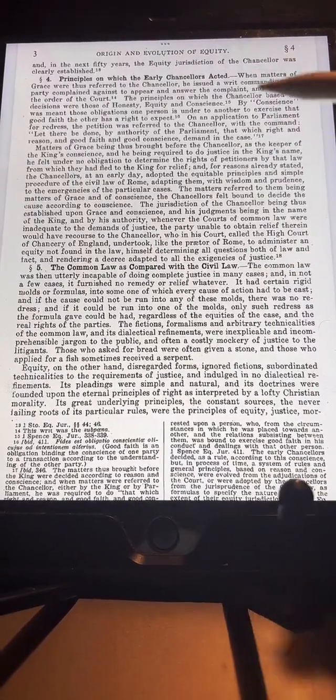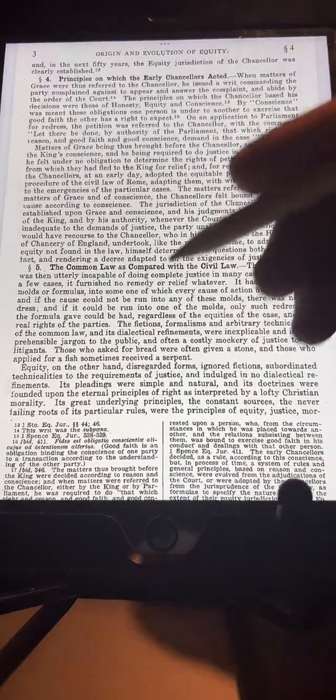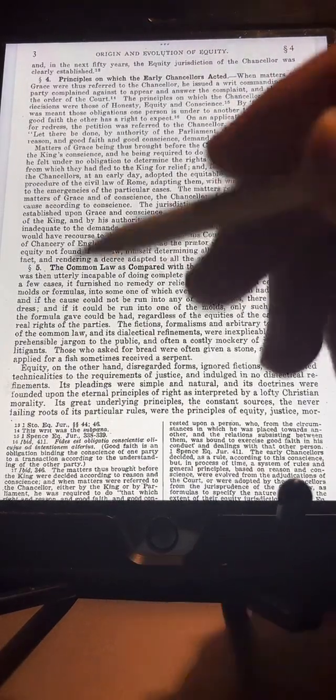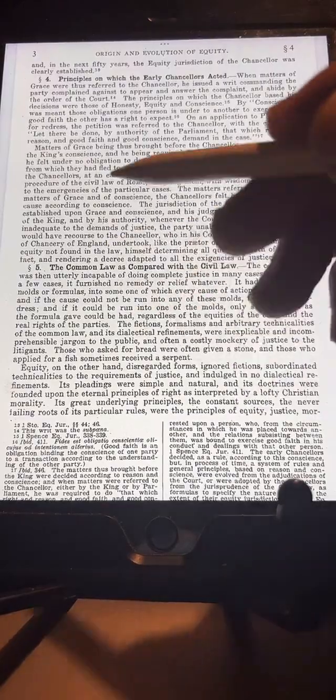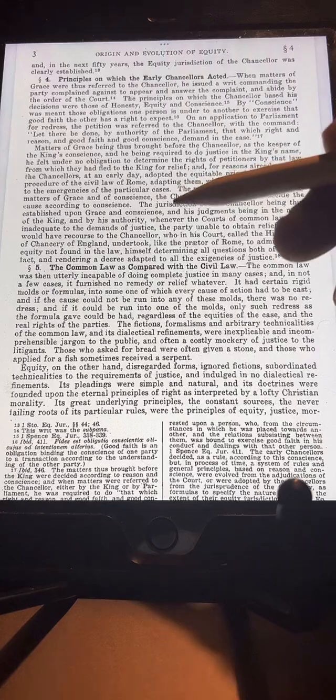Okay, so when you're dealing with these things, what you're actually wanting to do is, when somebody brings you into a civil court, you want to go in as the registered agent, because the registered agent is going to be able to invoke equity.